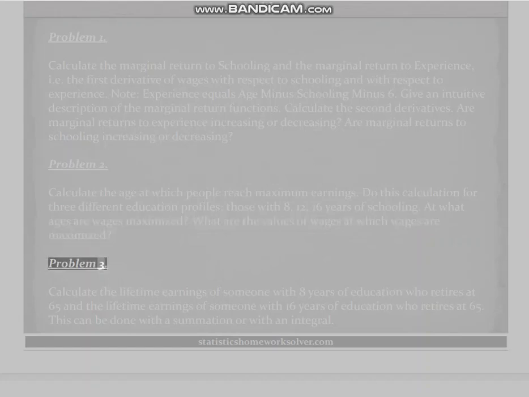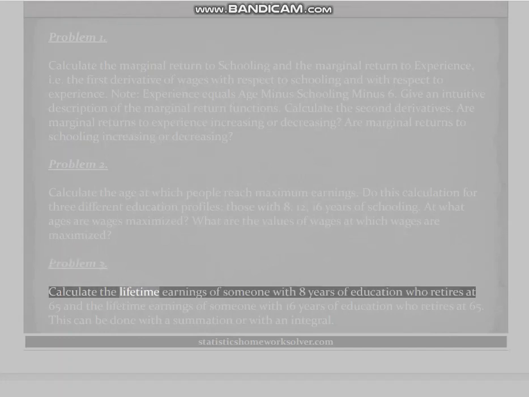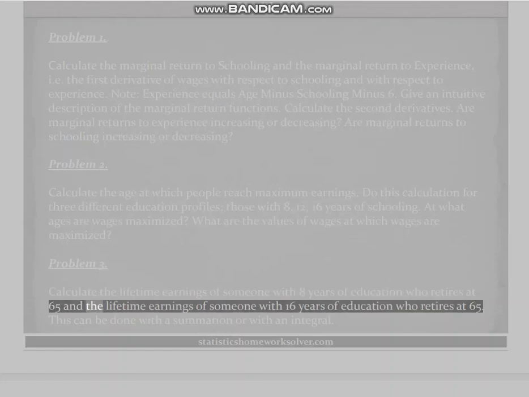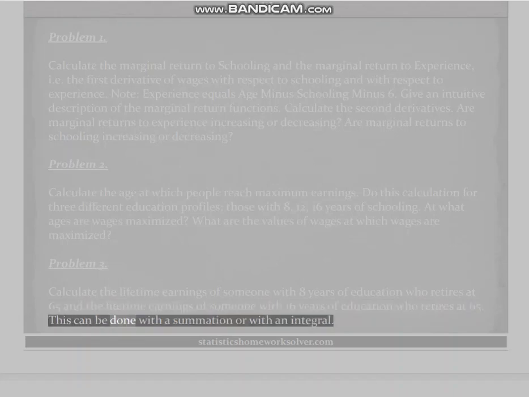Problem 3. Calculate the lifetime earnings of someone with 8 years of education who retires at 65 and the lifetime earnings of someone with 16 years of education who retires at 65. This can be done with a summation or with an integral.